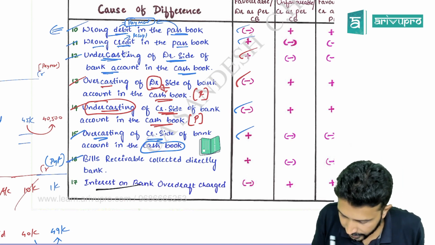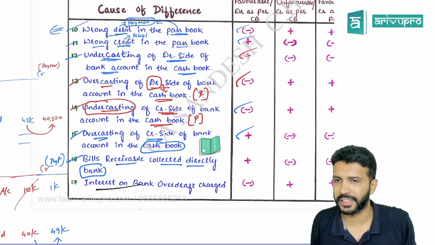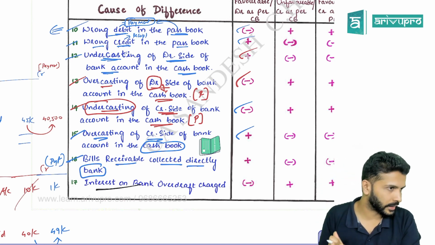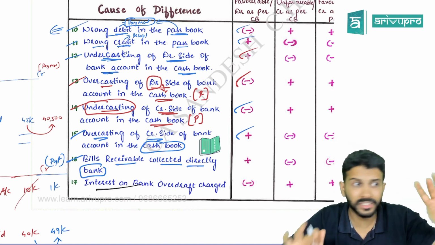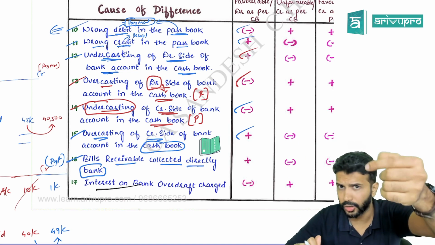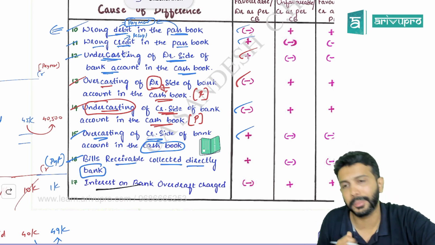Okay. Bill receivable collected directly by the bank. We'll discuss bills receivable at a later date. So money the bank has directly collected. Bill receivable is an asset, so on that asset you will get some money. The bank on that asset has directly collected the money.